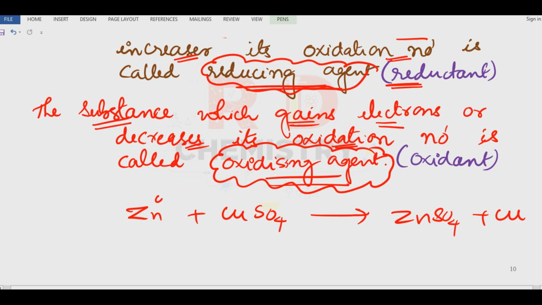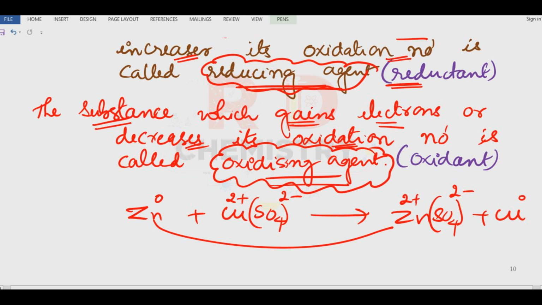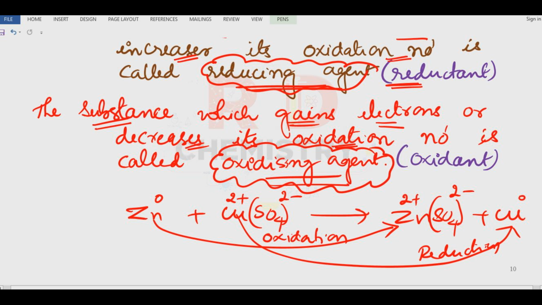Now, in zinc sulfate, sulfate is -2, zinc is +2, and copper is 0, the metallic state. Here zinc 0 becomes zinc +2. It is an oxidation reaction, because the oxidation number increases. Copper +2 becomes copper 0, so it is a reduction process. Copper undergoes reduction.